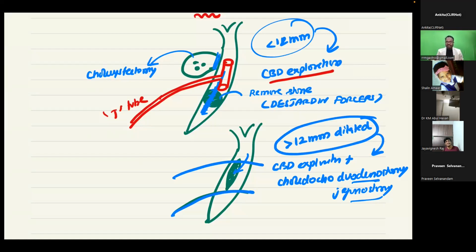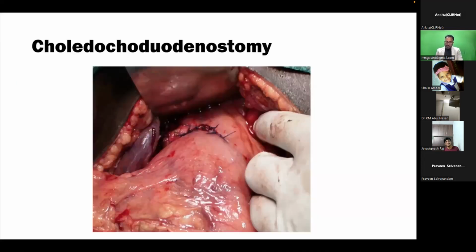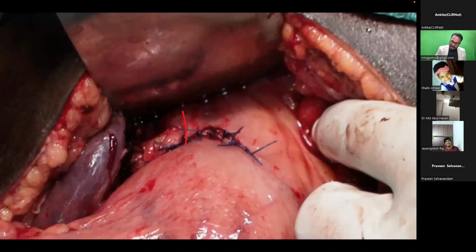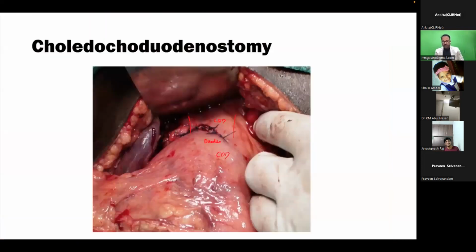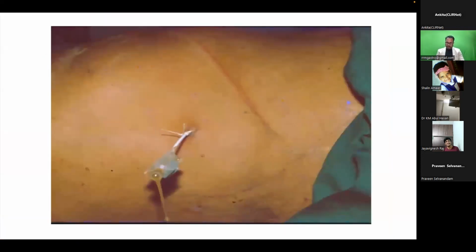If it is very much dilated, we can go for a CBD exploration with choledochojejunostomy. You can see here I have done a bile duct anastomosed with the duodenum. This is the duodenum, this is the CBD. So this is known as choledochoduodenostomy, which can also be done. It can be done for obstructive jaundice.